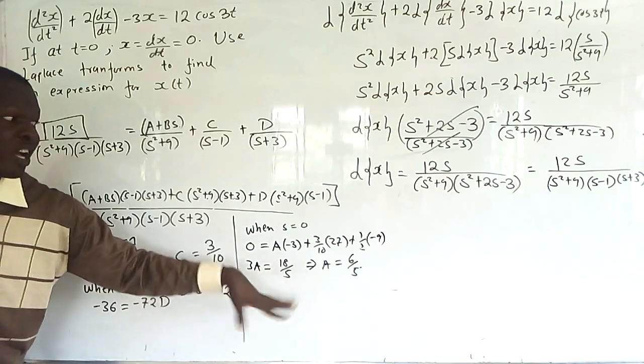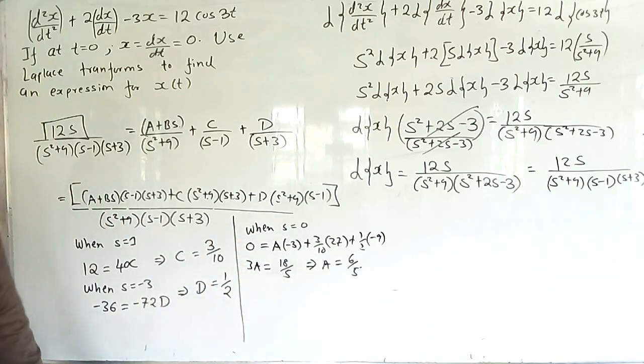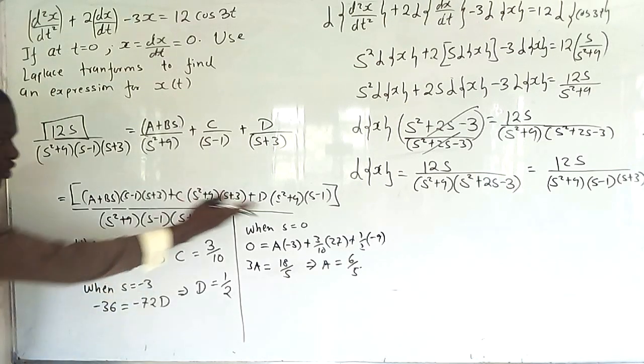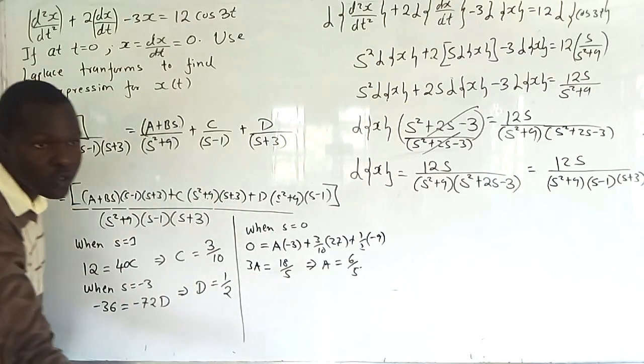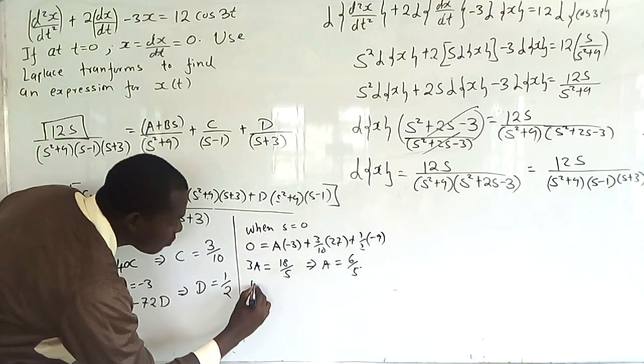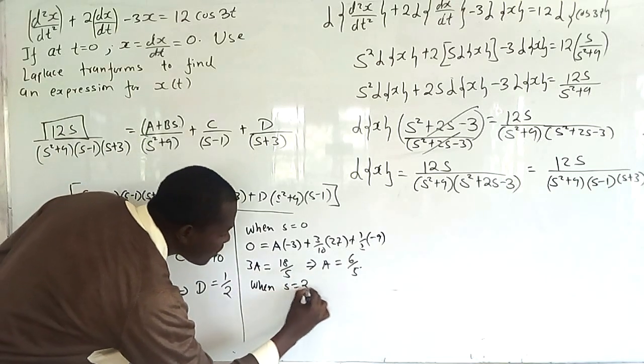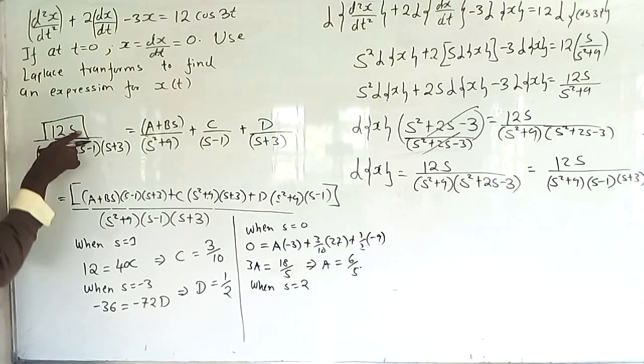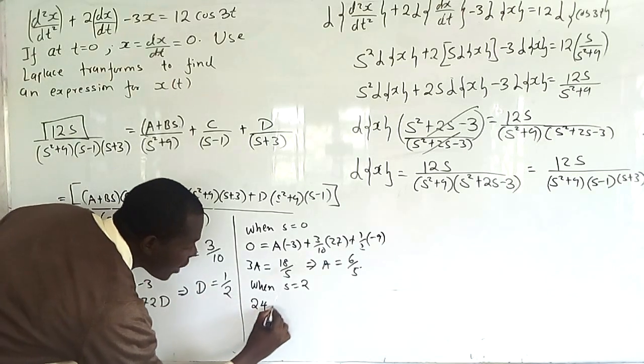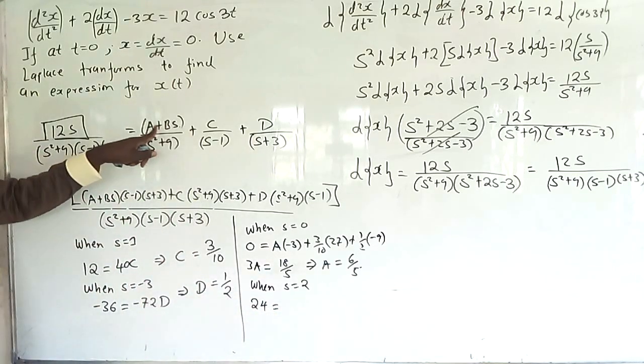So here you can choose any value, 10, 20, 30, but the simplest one is 1, 2, 3. And 1, 0 is already used, 1 is already used, we go to 2, isn't it? So when S is equal to 2, you start: 12 times S, 12 times 2? 24. 24 is equal to start.